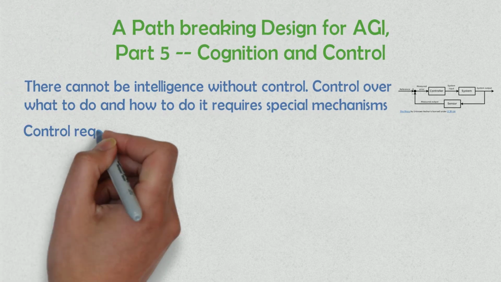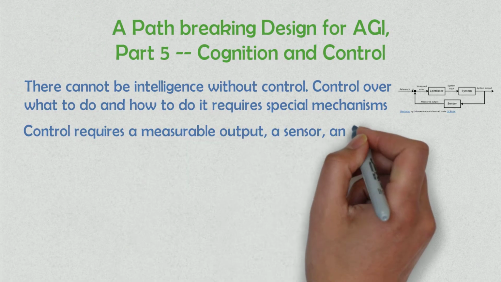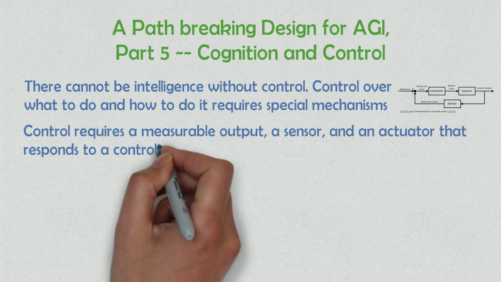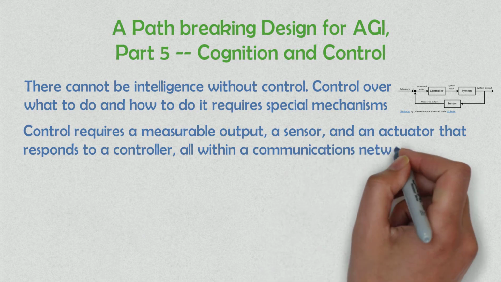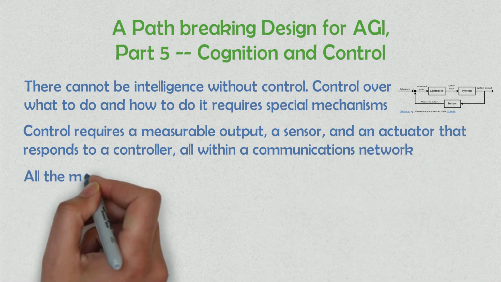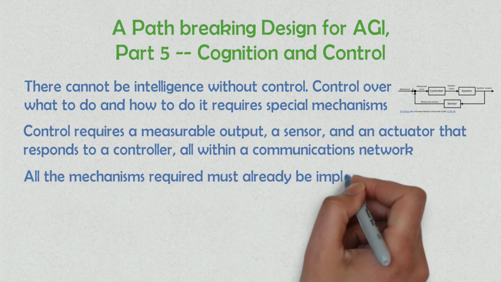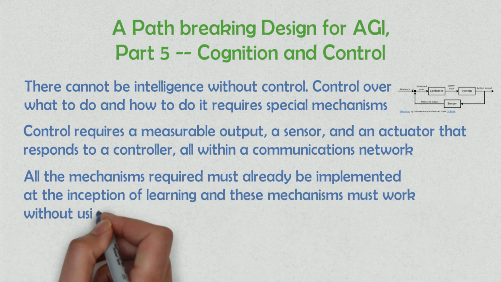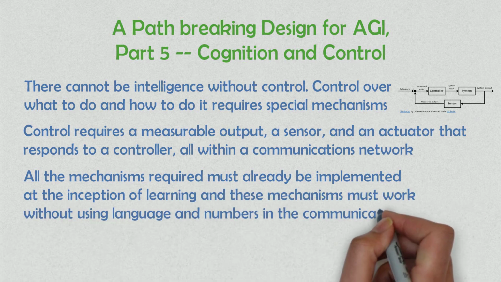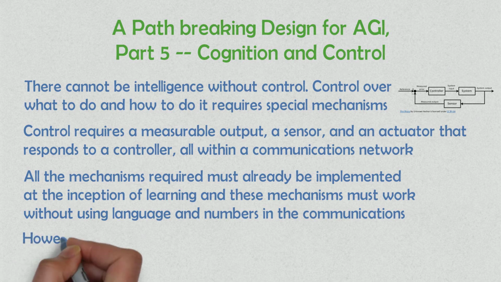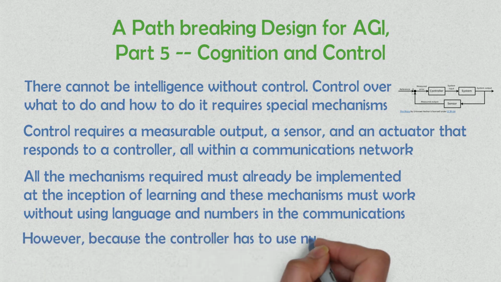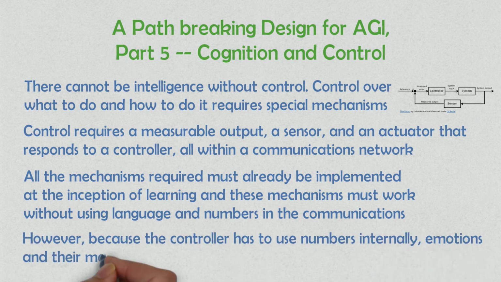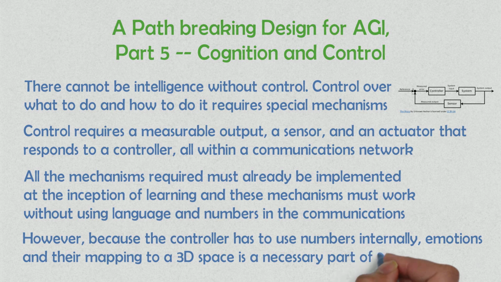Control requires a measurable output, a sensor, and an actuator that responds to a controller, all within a communications network. All the mechanisms required must already be implemented at the inception of learning, and these mechanisms must work without using language and numbers in the communications. However, because the controller has to use numbers internally, emotions and their mapping to a 3D space is a necessary part of the design.